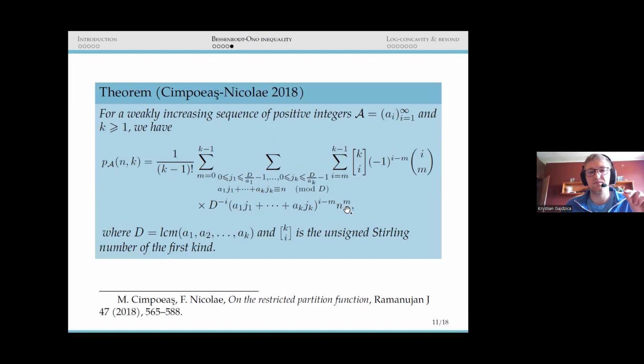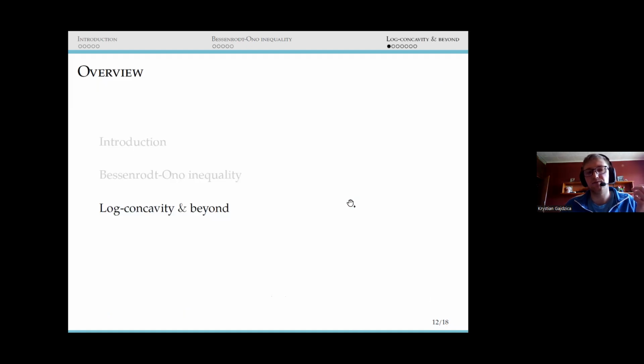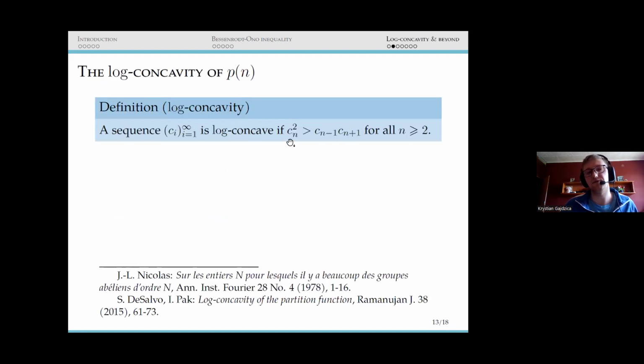However, there is a more intriguing inequality related to the restricted partition function, namely the so-called log-concavity of the restricted partition function. So let me remind everyone that we say that a sequence of real numbers, let us say c_i, is log-concave if it satisfies the following condition for all n greater or equal than 2, or for all sufficiently large values of n.